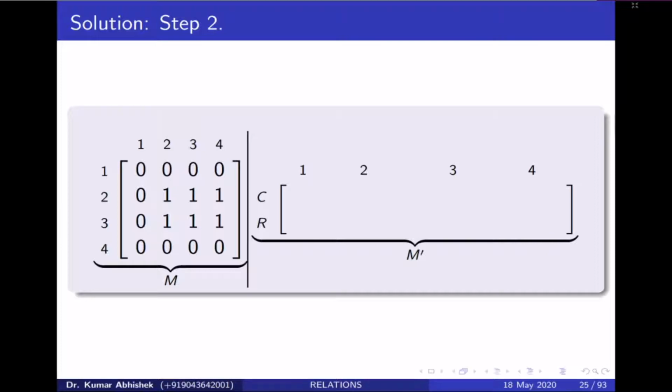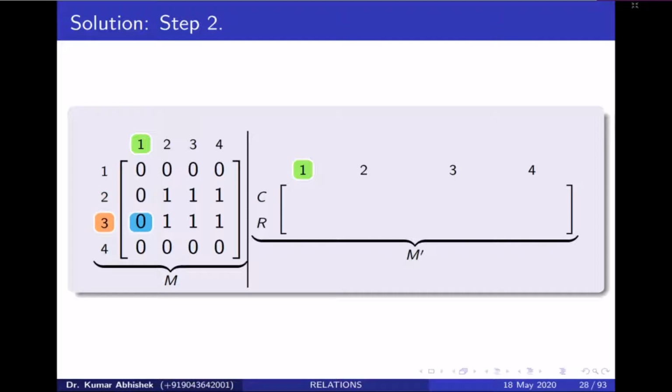As described in step 2, I am first fixing the column in the matrix M, and you can see I have fixed column number 1 of matrix M, and I will be moving along the rows to check if there is a non-zero entry under column 1. In the intersection of row number 1 and column number 1 there is a 0 entry, so I will not make any entry in M dash. Now we move to the second row under column 1 and we see again a 0 entry, so there will be no entry made in M dash.